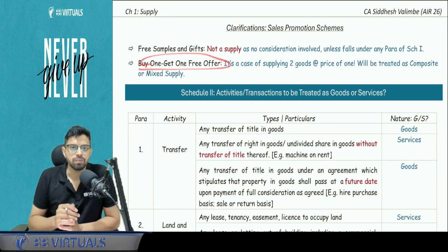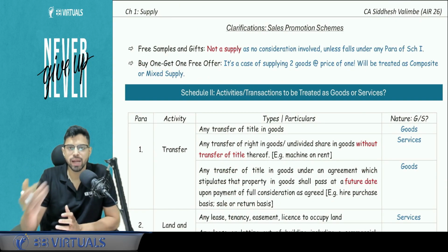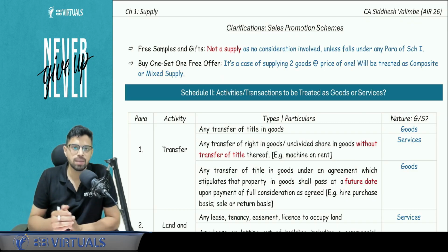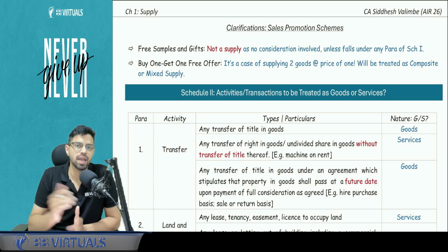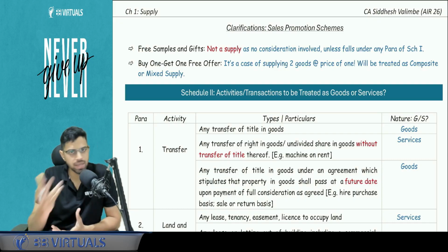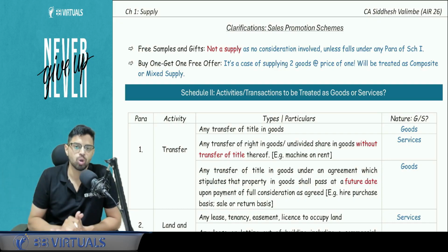Buy one, get one free. So I buy one item, but I get 2 items in the price of 1. Is this a supply? Or there is some element of gifting or something? No, it is a supply. It's just 2 items at the price of 1. So I am paying the price, right? Whether I'm paying low or paying more, that is irrelevant for being a supply. I'm paying something, I'm getting 2 items for it. This is a normal supply.